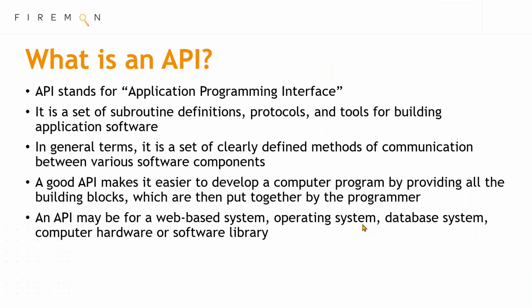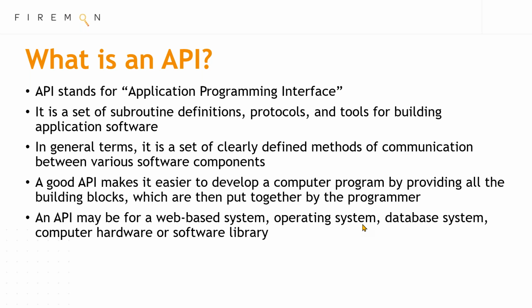First off, I guess we should define it if you're not familiar with API. API stands for Application Programming Interface. These days, most modern software is built around APIs. APIs are really a set of subroutines, definitions, protocols, and tools which would be used to build a piece of application software. In general, it's going to be a set of clearly defined methods of communication between the various components of a piece of software that you're trying to build.